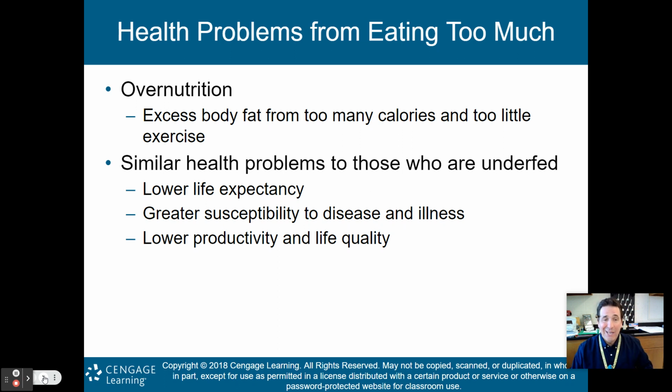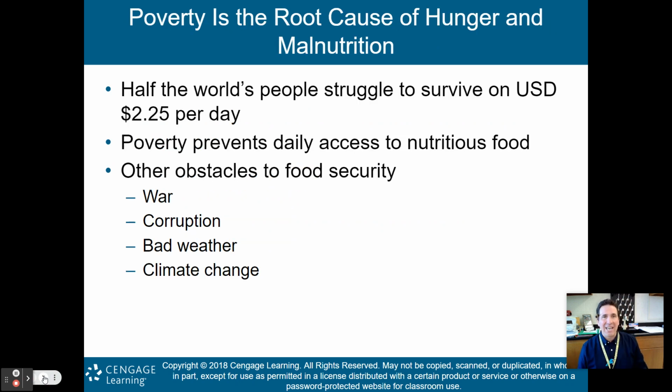What we need to find is that middle ground, right, where everyone has just enough of the calorie intake that they need. So poverty is the root cause of hunger and malnutrition. Half of the world's people struggle to survive on $2.25 a day. Think about that for a second.